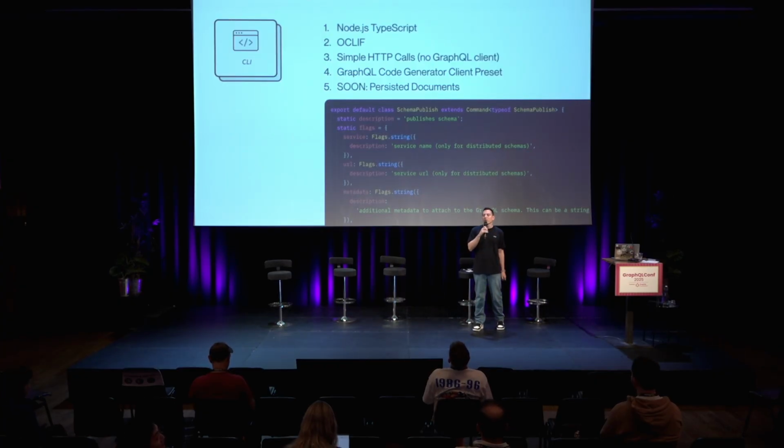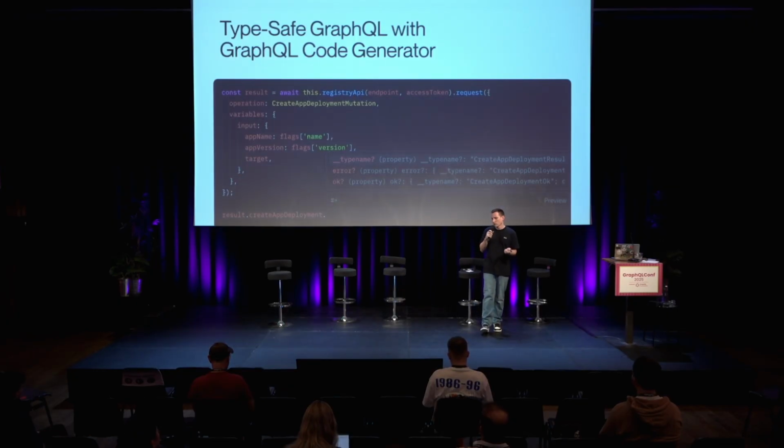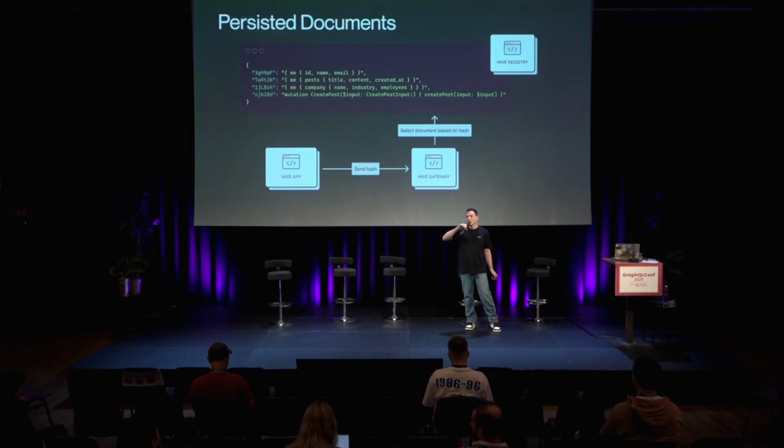So the last component is the CLI. Also Node.js TypeScript. We're using Oclif, which is the library for writing CLIs. And there we don't use a specific GraphQL client. We just do HTTP calls that we type with GraphQL Code Generator. As I said, in the future we also want to use persistent operations, but we're getting there. Yeah, and also type safe through GraphQL Code Generator.